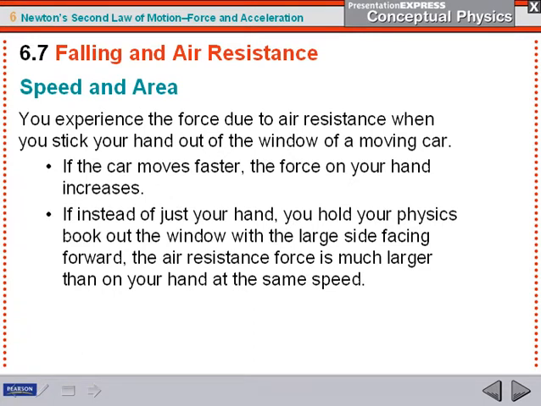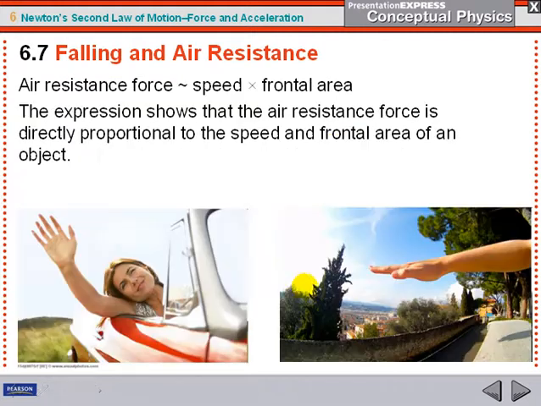So now what you can do is hold out a physics book or a larger object and keeping the speed the same, you're going to see the air resistance force is much larger than on your hand at the same speed. So move faster, the force on your hand increases, and if the surface area gets bigger, the force on your hand is going to get bigger.